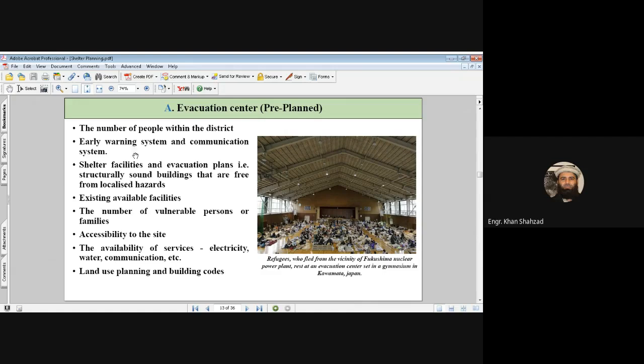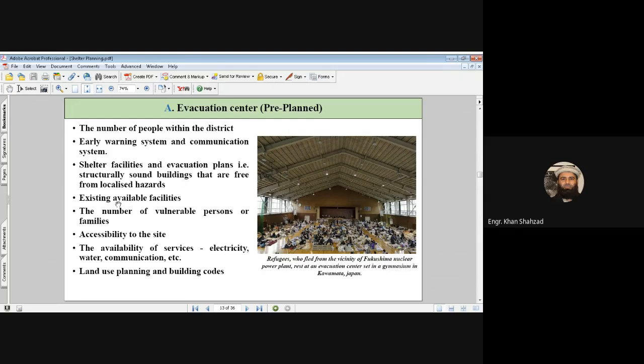You should have proper early warning system and proper communication system with these people in the district. Then the shelter facilities and evacuation plans, that is structurally sound buildings that are free from localized hazards. Then the people should have and should know about the evacuation plans to the evacuation center or to the buildings where they can save their life.